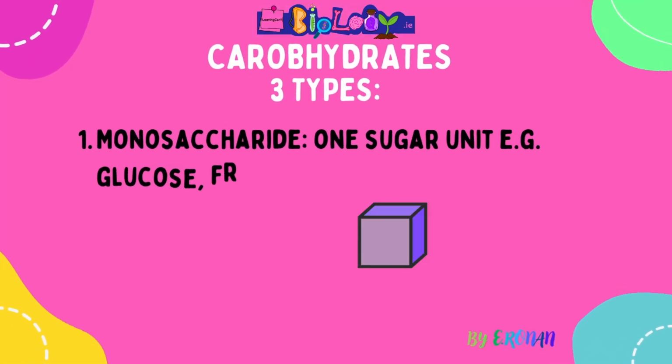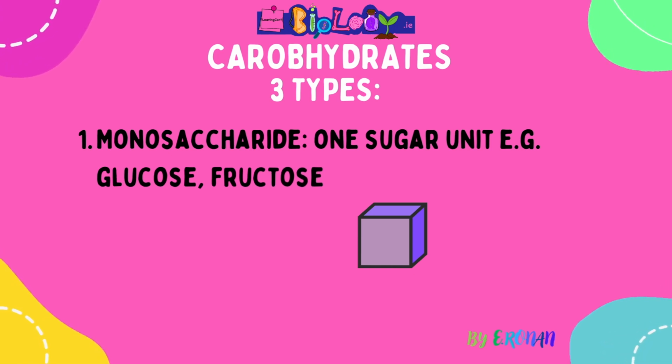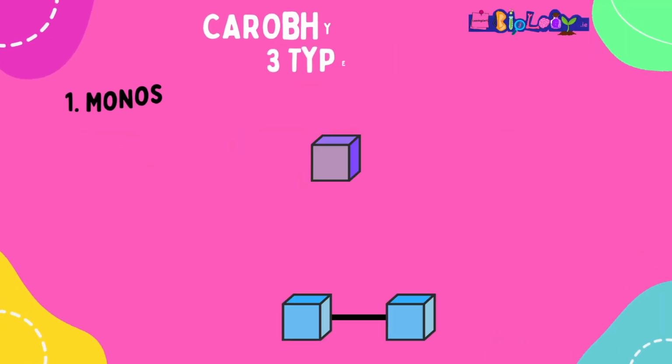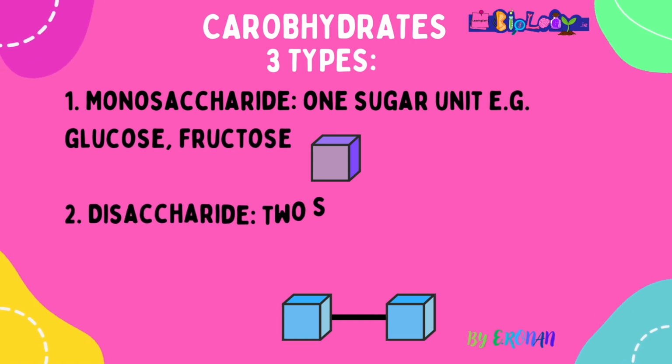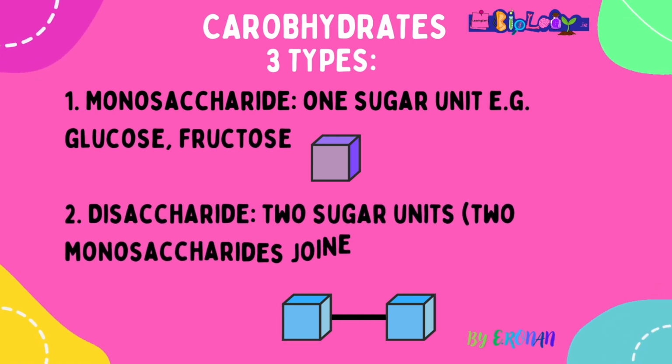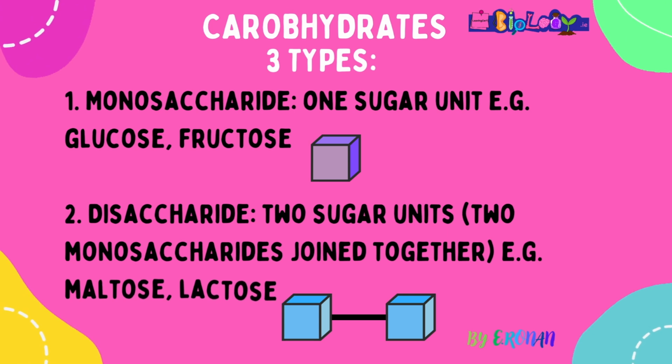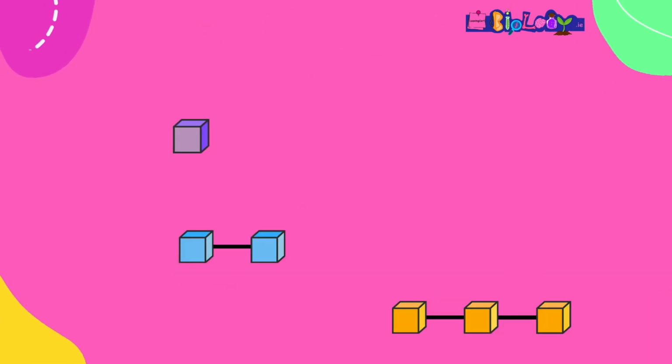So monosaccharide is the basic unit of a carbohydrate. There are 3 types, as I've said. Monosaccharide is 1 sugar unit, and an example of a monosaccharide would be glucose, or another example would be fructose. The second type then are disaccharides. Think di meaning 2. So these are 2 sugar units, in other words, 2 monosaccharides joined together, for example, maltose and lactose.